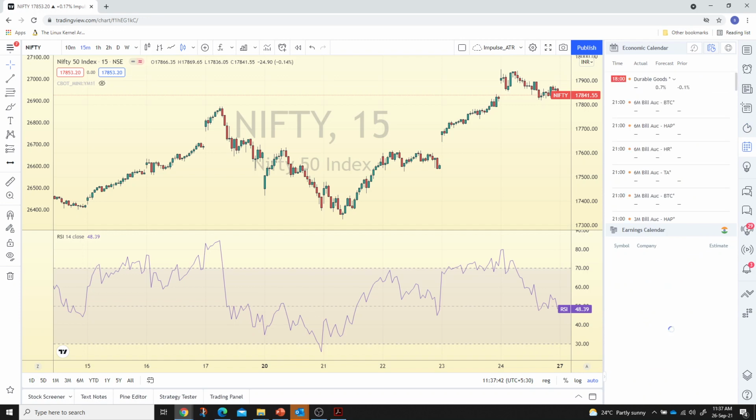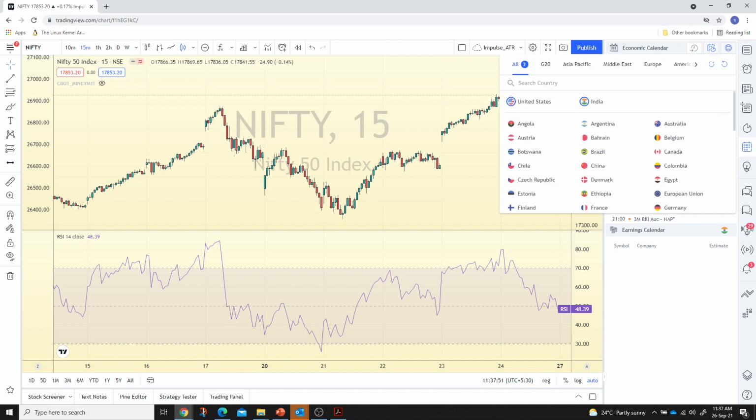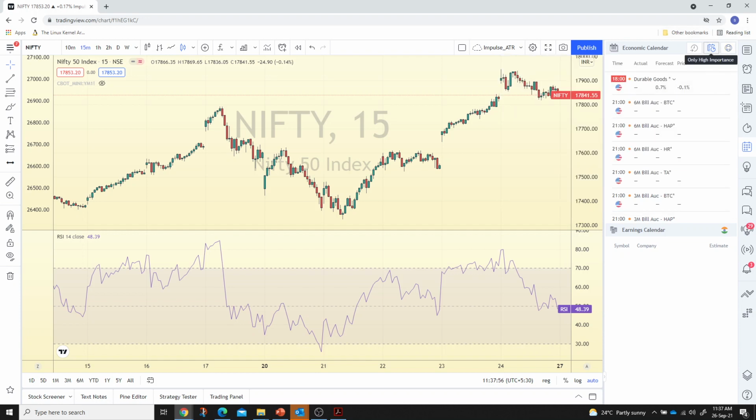Then calendar. This is for economic events. So I have shortlisted, for Indian market and US market, and I only want to look at high importance events and not everything. For example, there is today durable goods announcement.